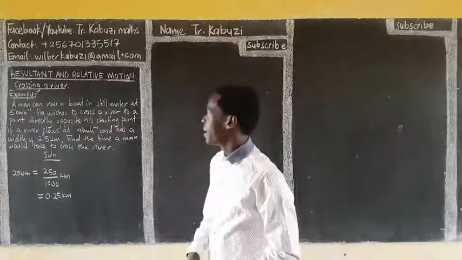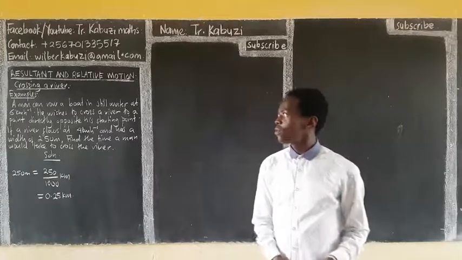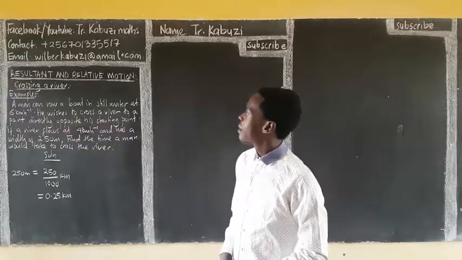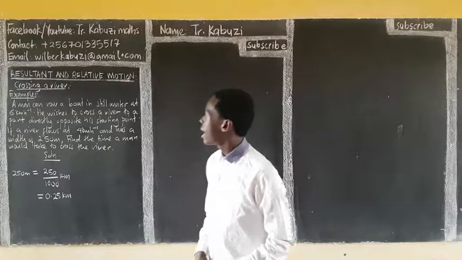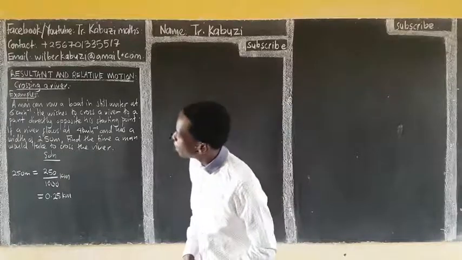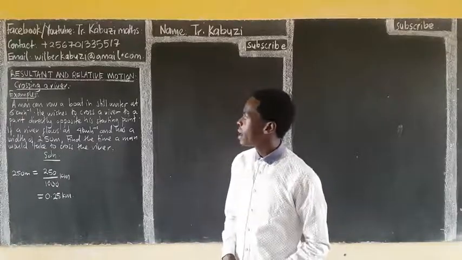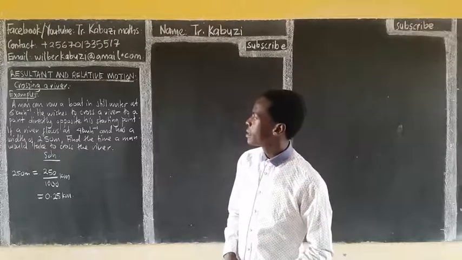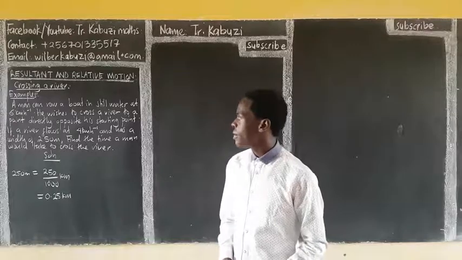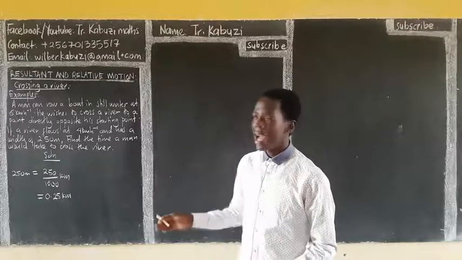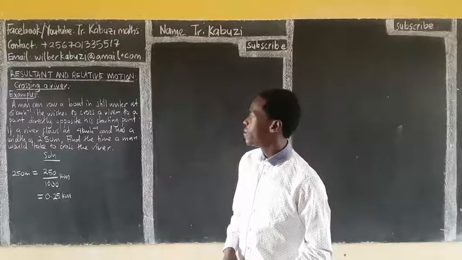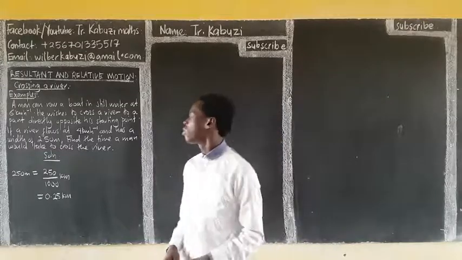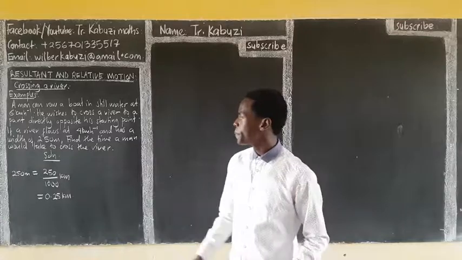Okay, now let us see examples about crossing a river. A man rows a boat in still water at 6 kilometers per hour. He wishes to cross a river to a point directly opposite to his starting point. If the river flows at 4 kilometers per hour and has a width of 250 meters, find the time the man will take to cross the river.